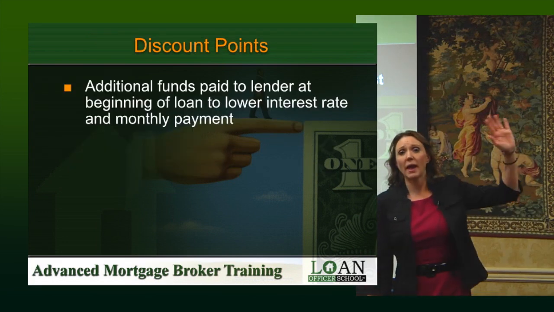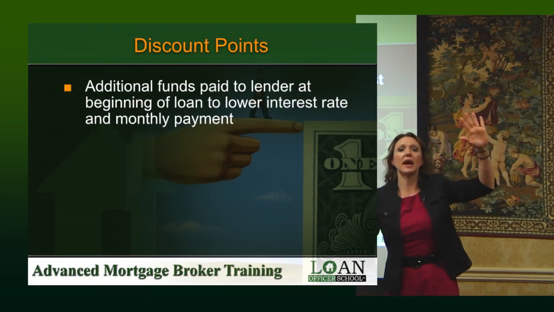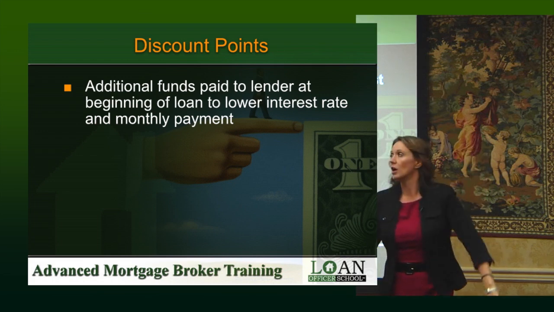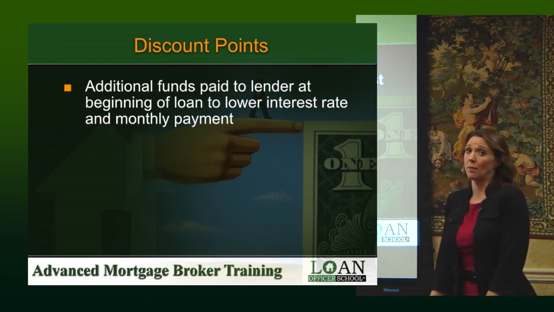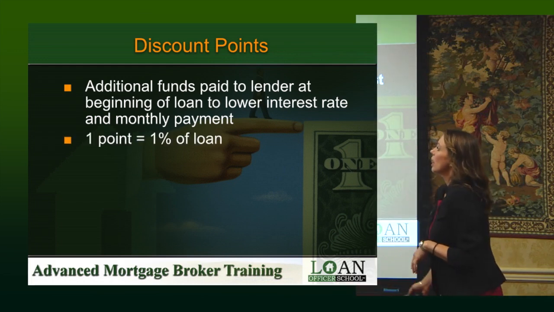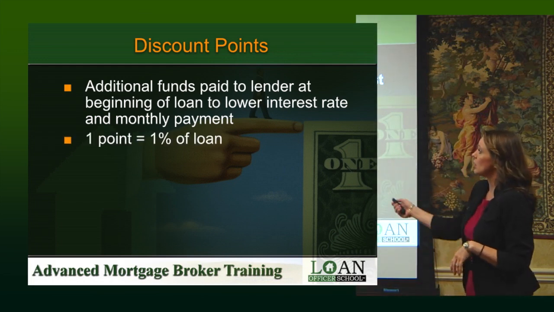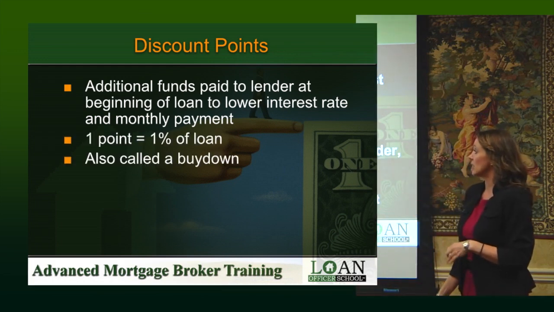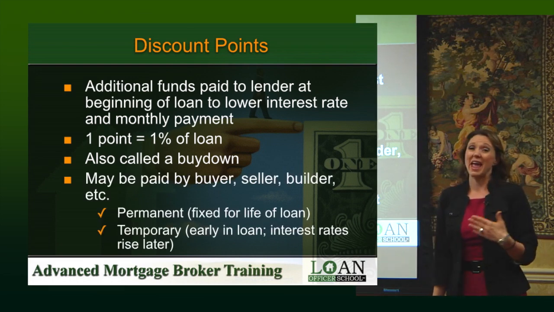Discount points. This is where you pay more now to get a lower rate or payment later. All right, that's when you are paying discount points. It's also called cost or a buy down. All right, 1 point is 1% of the loan, and again, we also call it a buy down. The buy down can be paid by anybody.